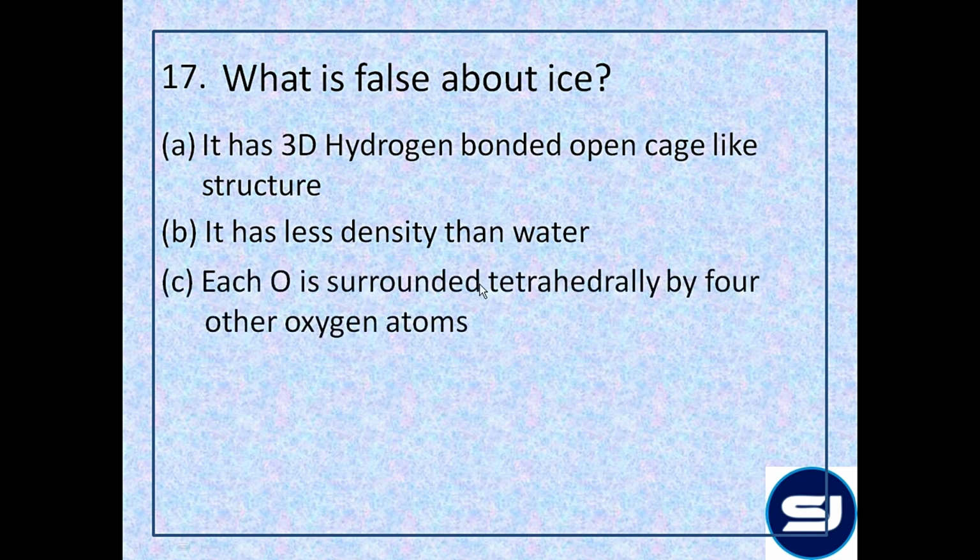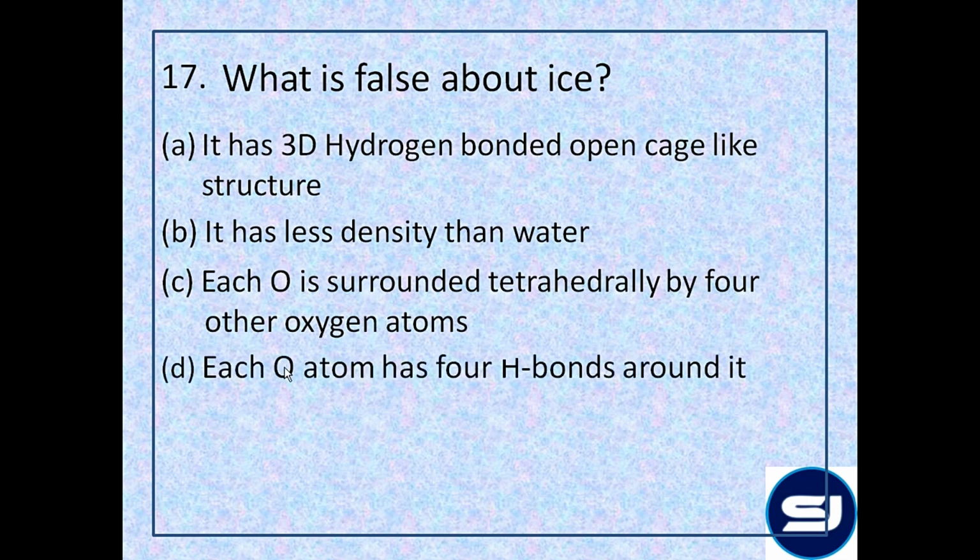Each oxygen is surrounded tetrahedrally by 4 other oxygen atoms. Yes, in the 3D structure, each oxygen is surrounded tetrahedrally through sp3 hybridization by 4 other oxygen atoms. Each oxygen atom has 4 hydrogen bonds around it. False. Because each oxygen atom in the 3-dimensional structure of ice is surrounded with 4 hydrogen atoms, out of which 2 are normal bonds of H₂O and 2 will be hydrogen bonds. So it's not 4 H bonds, it's 2 H bonds. That's why the false statement about ice is option D.